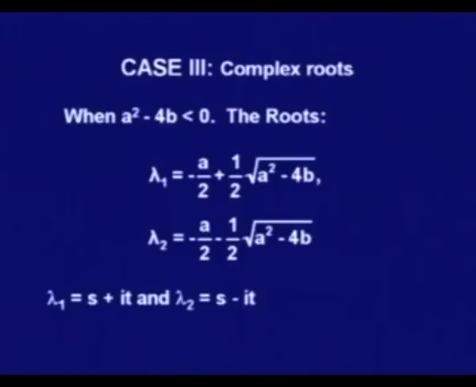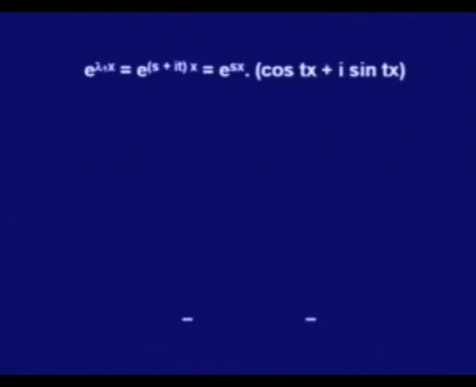Then what will be the two solutions? The two solutions would have one as e to the power lambda 1 x, that is e to the power s plus i t x, which we could write as e to the power s x into e to the power i t x. This again we are using with the de Moivre's theorem. We can write cos t x plus i sin t x.